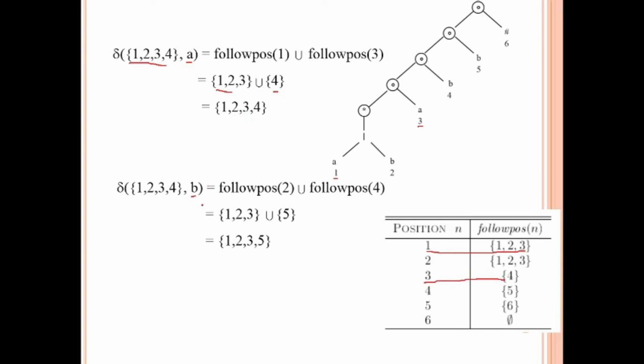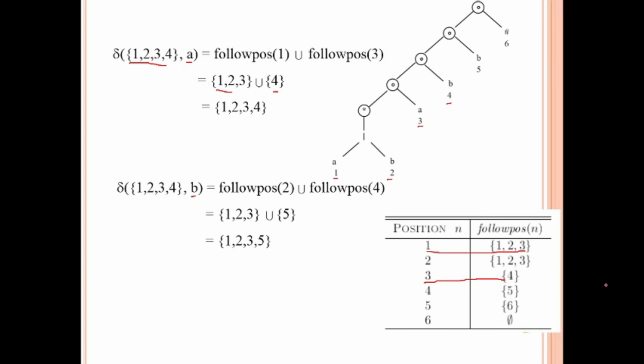Now when we apply B, out of these positions 1 2 3 4, we'll check which positions correspond to symbol B. We can see now position 2 and position 4, they correspond to symbol B. So you can write down follow position 2 union follow position 4. Again go back to the table. Follow position of 2 is equal to 1 2 3 and follow position of 4 is equal to 5. So you can write down 1 2 3 5.